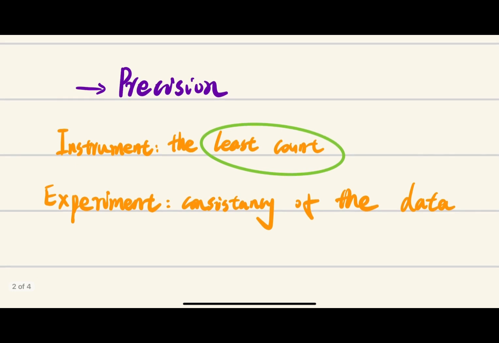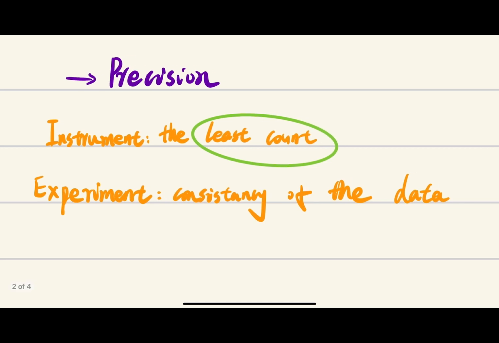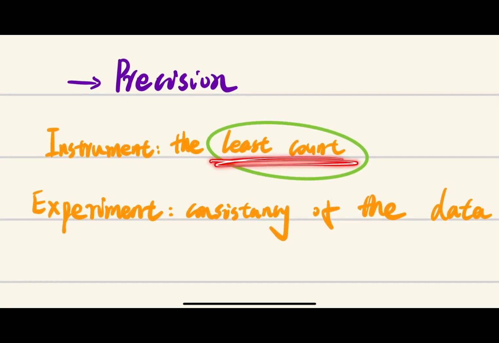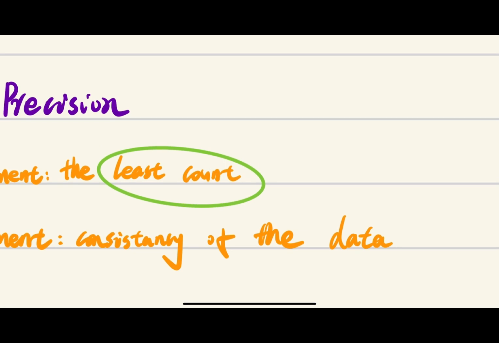Then after accuracy, we're going to focus on the idea of precision. What does precision mean? We have 2 cases here. The first case is about the instrument. The instruments just mean the tools and machines that you're using during your experiment in order to measure the values that you want to measure. Precision is really about the least count of the instrument that you are using. For the idea of least count, I'm going to provide you a few examples.